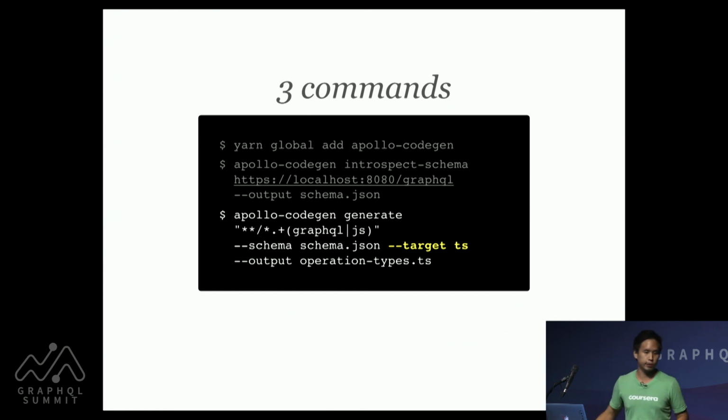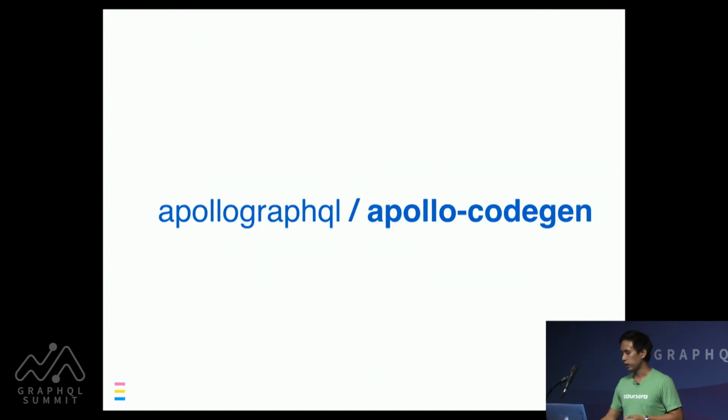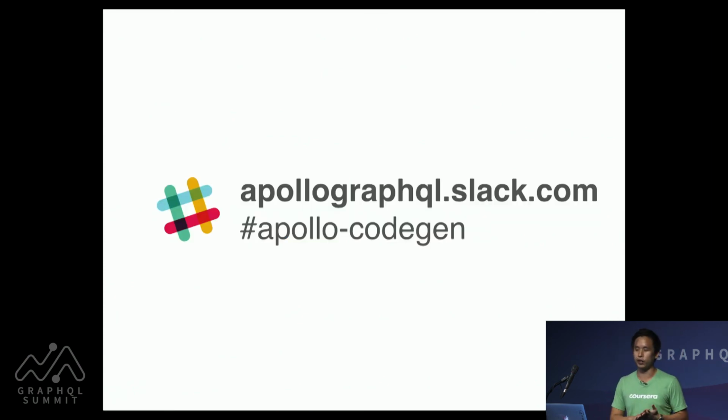And so if you want more information about this, or if you want to get some information about where this project is going, it exists here on GitHub at apollo-graphql/apollo-codegen. If you have any questions, if you want to integrate this with your application today, feel free to come to the Apollo GraphQL Slack and join the Apollo-Codegen channel. We're super happy to answer any questions you might have.